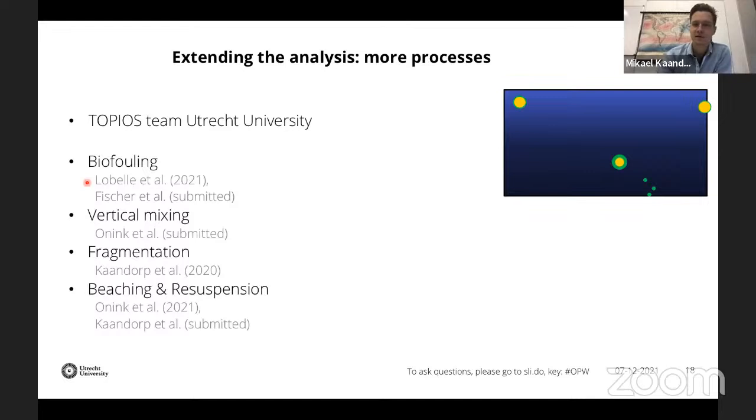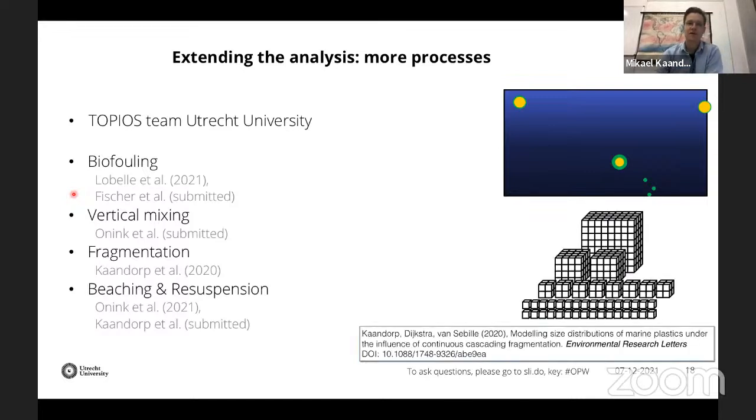Then we have Victor Oning. He has done some projects on the vertical mixing of plastics in the water column. So how do plastics mix into the water column induced by turbulence? We've released a study on fragmentation. We published this fragmentation study in Environmental Research Letters. In this model, big plastic particles fragment into smaller and smaller fragments over time. We call this the cascading fragmentation model. It's also something we would like to include in future projects.